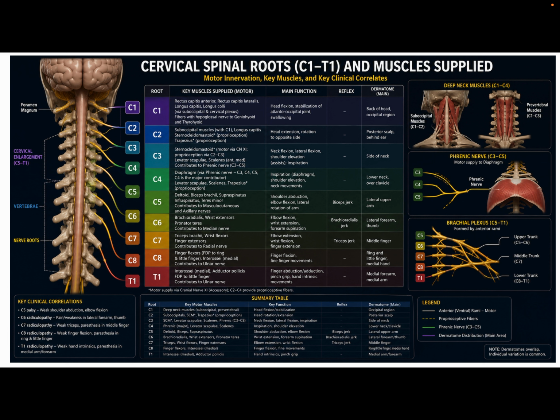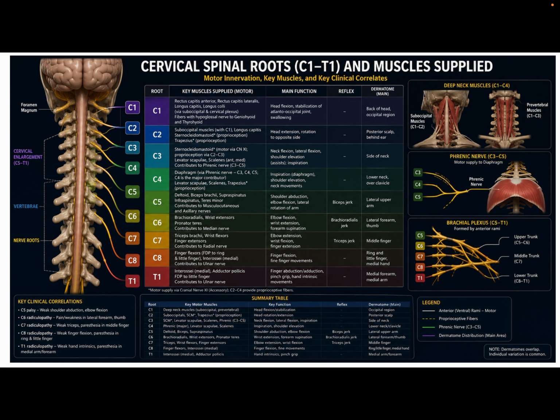T1 nerve root. The T1 nerve root supplies the interossei muscles, adductor pollicis and intrinsic hand muscles. So its principal functions are finger abduction, finger adduction, pinch grip and intrinsic hand movements. The T1 dermatome covers the medial forearm and arm.